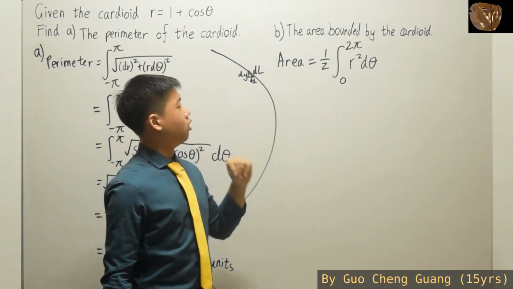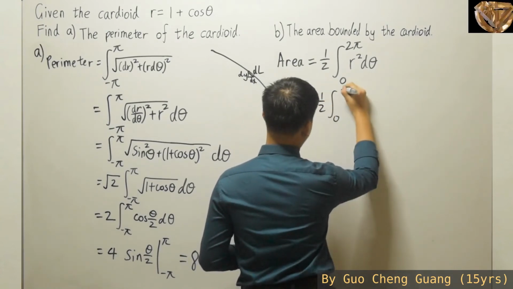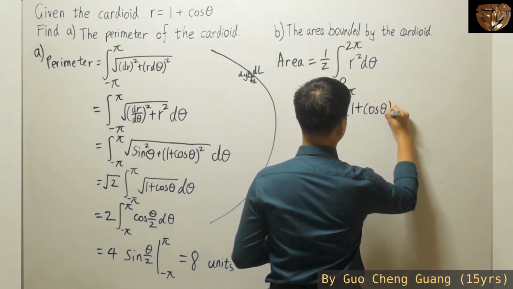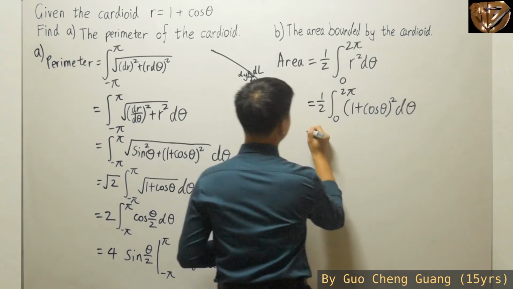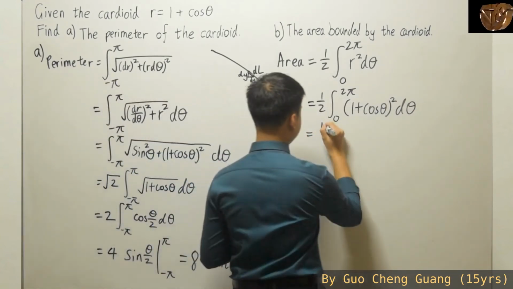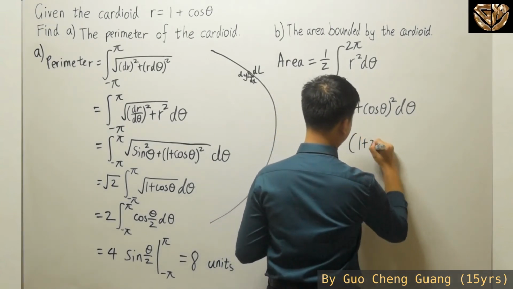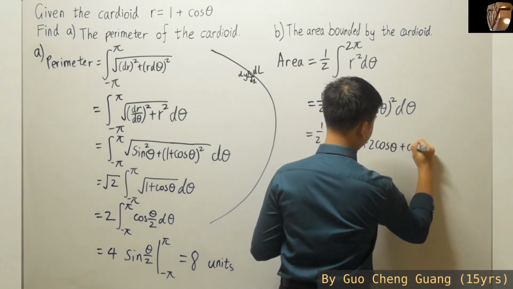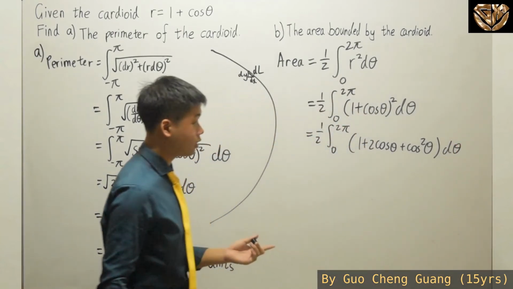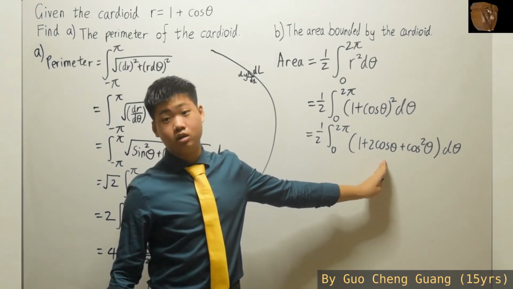Now R, what is R again? R is 1 plus cosine theta. So we just plug that inside. So what is so special about this here? How about we expand it? Okay, so this is how it looks when you expand it. 1, okay, we can integrate it. Cosine, yes, we can integrate it.